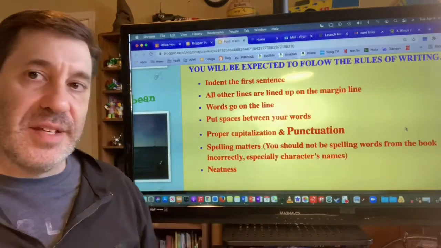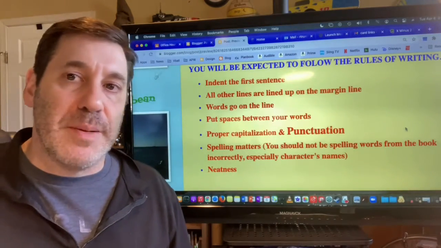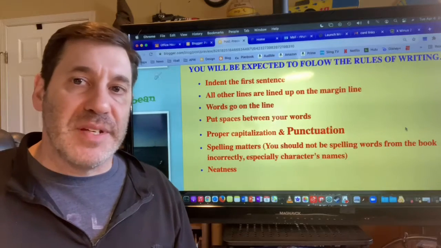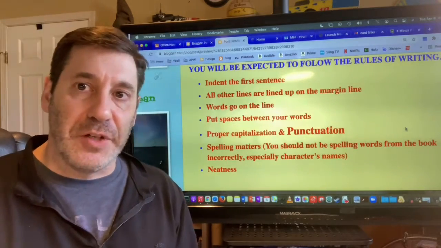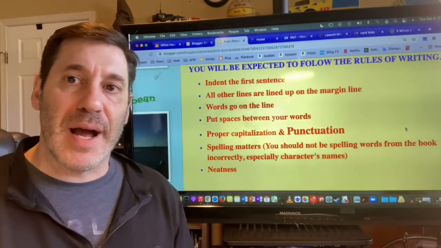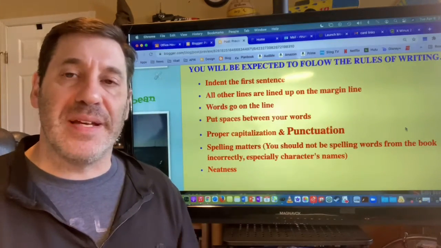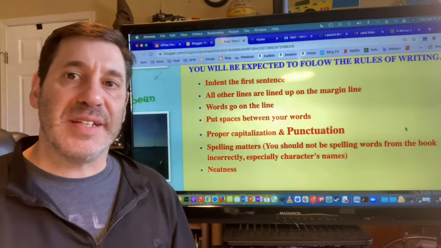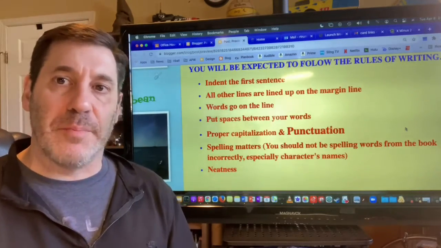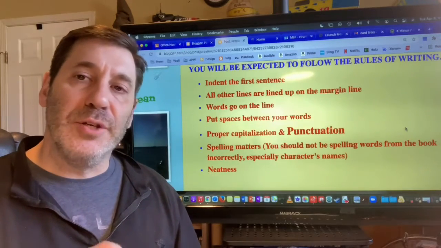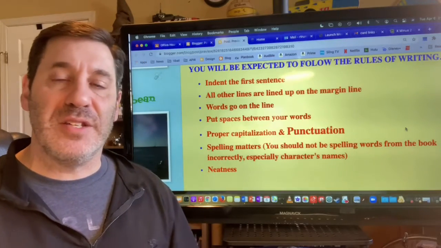Spelling matters. This is something that really bothers me a bit. Guys, you should not be misspelling words from the book. So Polyjuice Potion, Filch, Harry, Ron, Hermione, Professor Binns, Dumbledore. All these characters' names, places like the Ravenclaw, Slytherin, Hufflepuff, Gryffindor. You should not be misspelling these words.